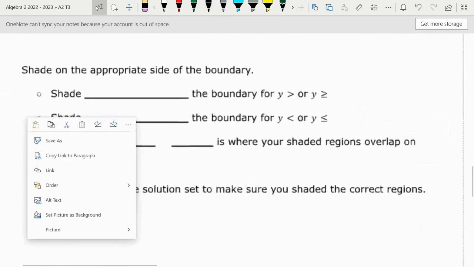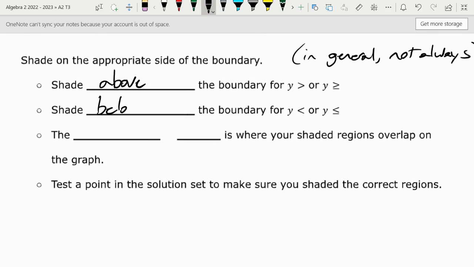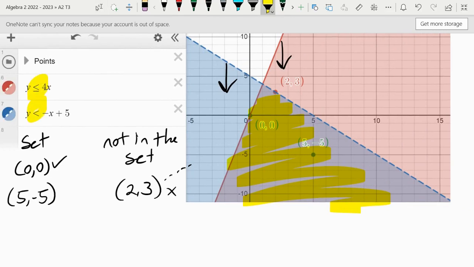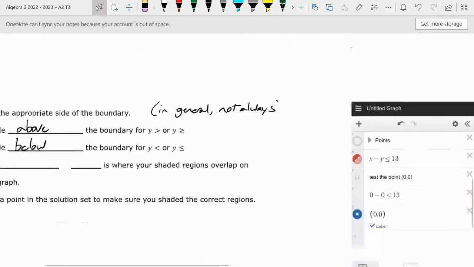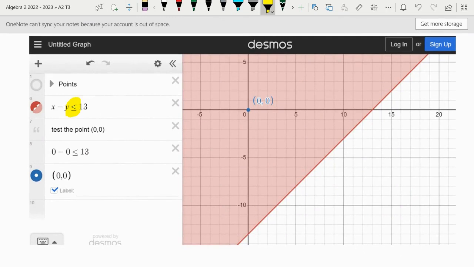Let's see. In general, okay, not always, you want to be careful when you shade. In general, though, you want to shade above for greater than or equal to, and below for less than or equal to. For example, in the last one, we noticed that both of them were shaded below the line. That's because they both had less than symbols. But sometimes that's not the case. Sometimes it can be a less than symbol and you might have to shade above.